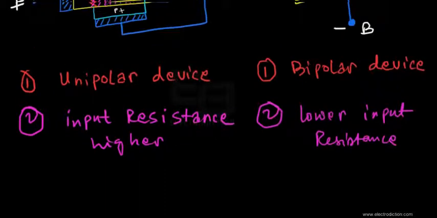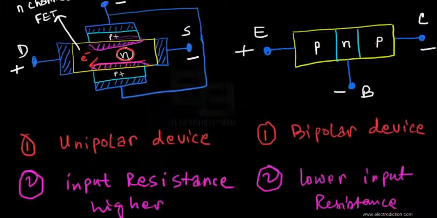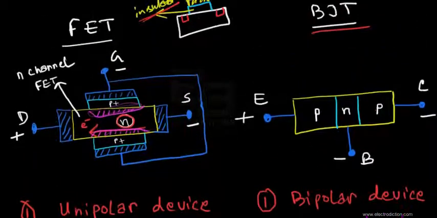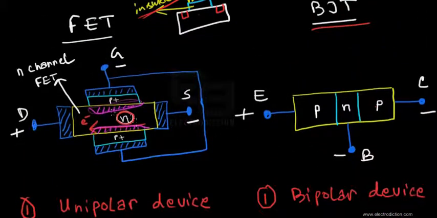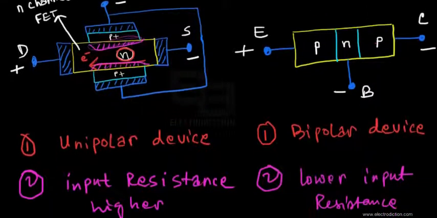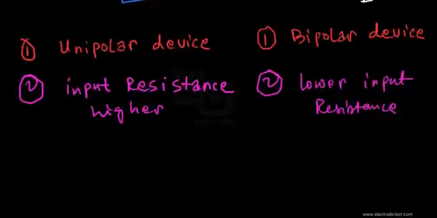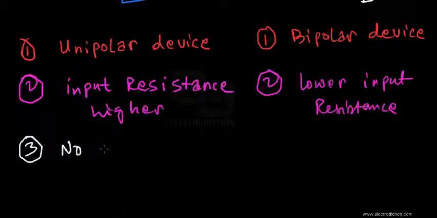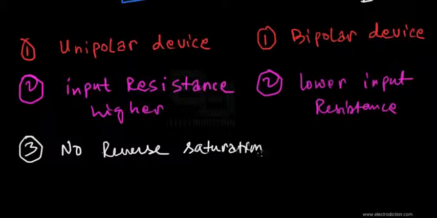Apart from that, since the FET is a unipolar device and the current conduction mainly takes place due to the majority carriers in the channel, there is no reverse saturation current developed inside the FET. So now we have our third point of difference: there is no reverse saturation current. All right, so there it is.